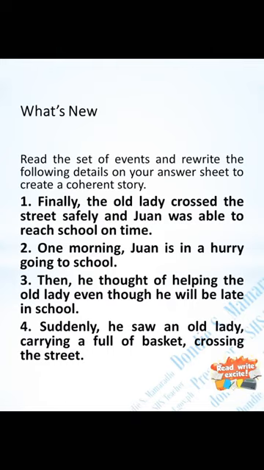Read the set of events and rewrite the following details on your answer sheet to create a coherent story. 1. Finally, the old lady crossed the street safely and Juan was able to reach school on time. 2. One morning, Juan is in a hurry going to school. 3. Then, he thought of helping the old lady even though he will be late in school. 4. Suddenly, he saw an old lady, carrying a full basket, crossing the street.